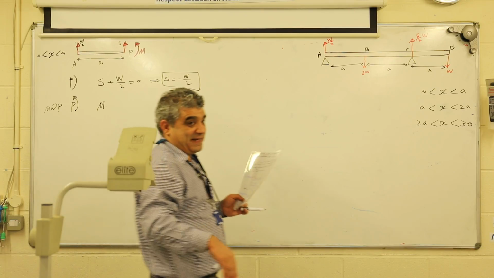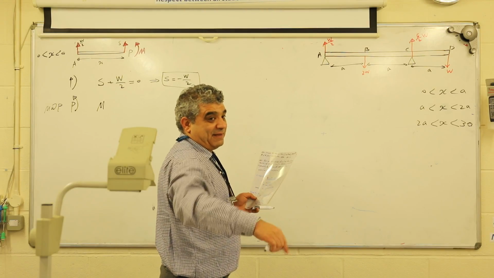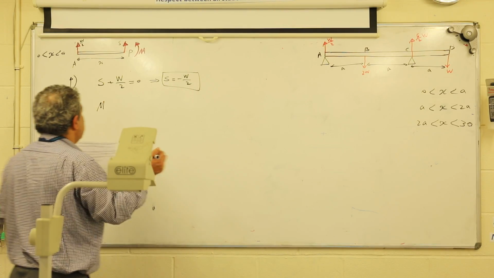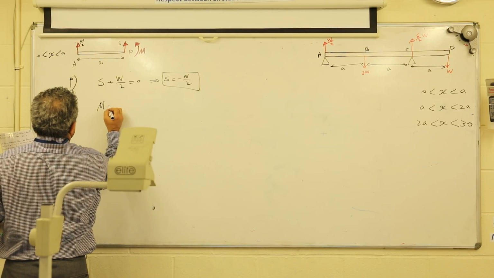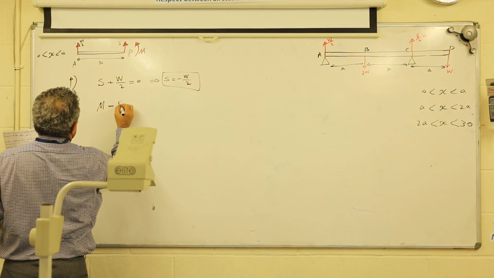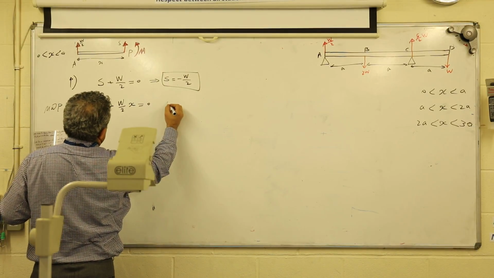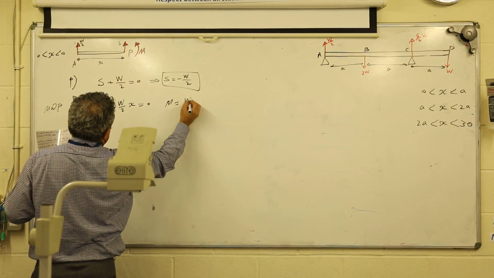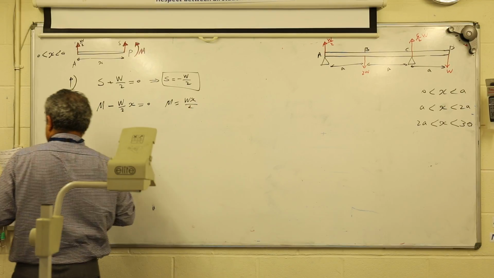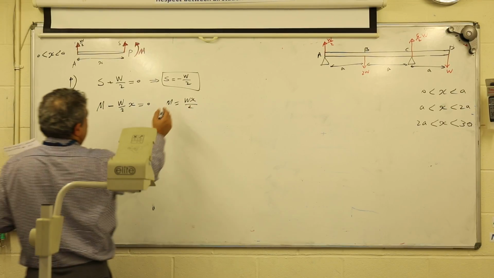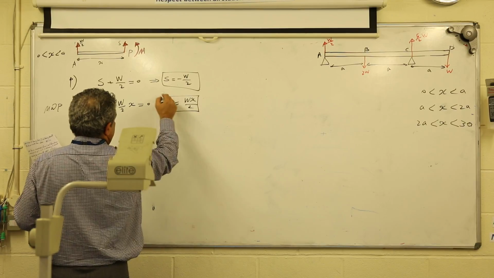When I cut it, I rotate, I just collapse, I went down. But that S doesn't create another moment for the rotation. This one does, yeah? W/2 times X, am I right? And therefore M is equal to WX over 2. How beautiful. Another equation.